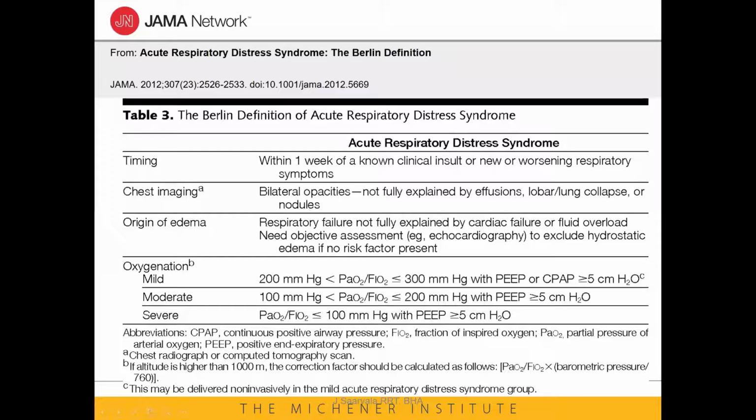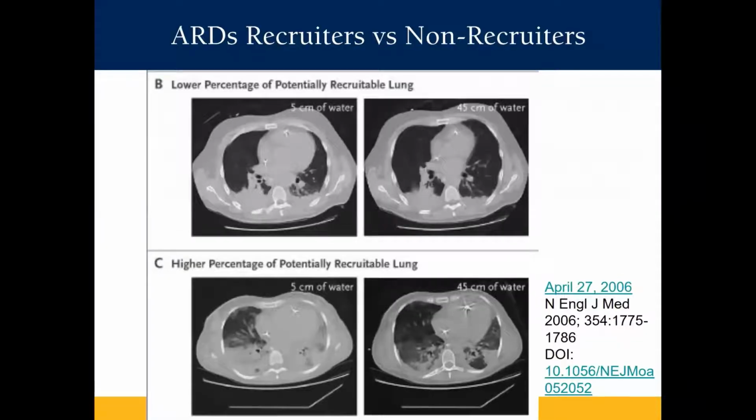And severe is less than 100 millimeters of mercury on a PEEP of 5 centimeters or higher. So we don't always have a CT scan of a patient to understand if they have areas of their lungs that are collapsed and can be opened up. And we'll look at a way that we can assess that on the ventilator.